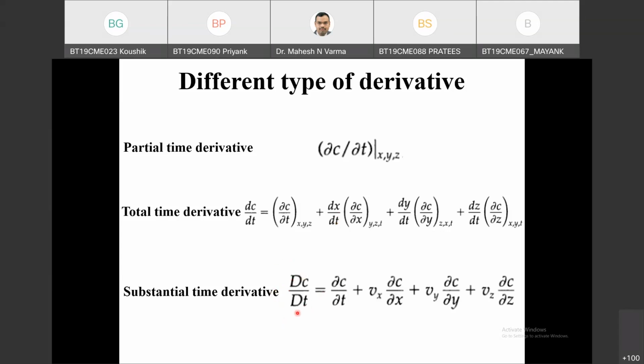Okay, this is the substantial time derivative, capital D by Dt of the property, concentration. So that will be equal to this partial with respect to time, and this will be the velocity of the pond molecule in the x direction. This will be the velocity of the pond molecule in the y direction. This will be the velocity of the pond molecule in the z direction. And this is again the variation of concentration in the x direction, and the variation of concentration in the z direction.